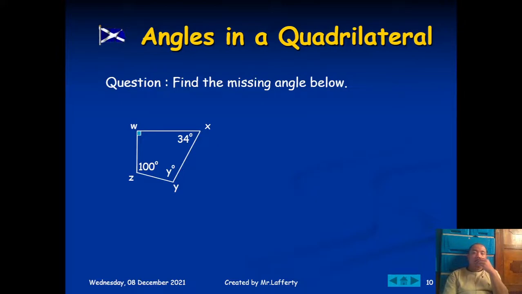Angle W is 90 degrees. Angle Z is 100. Angle X is 34 degrees. Find the angle Y. So just add 100 plus 90, 190, plus 34. Tapos subtract natin sa 360. 360 minus 190 minus 34 is 136. 136 degrees is the measure of angle Y.